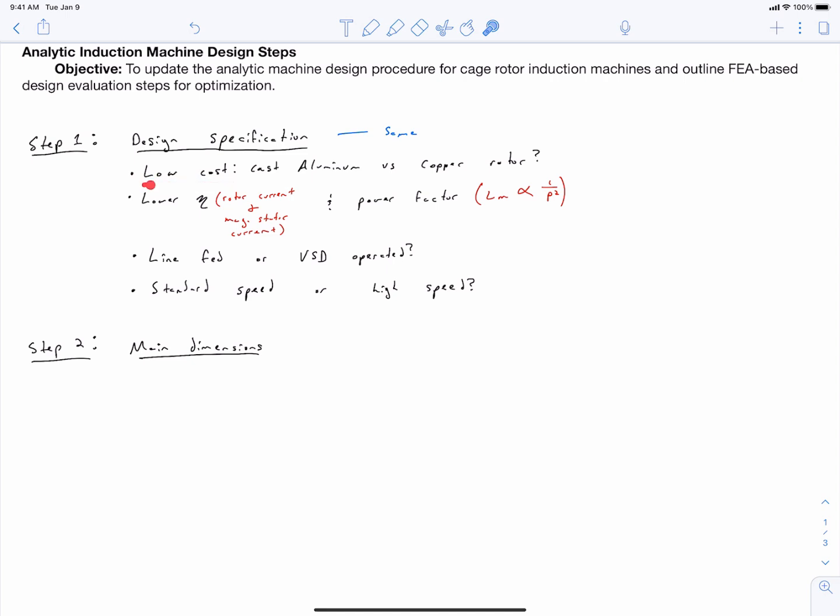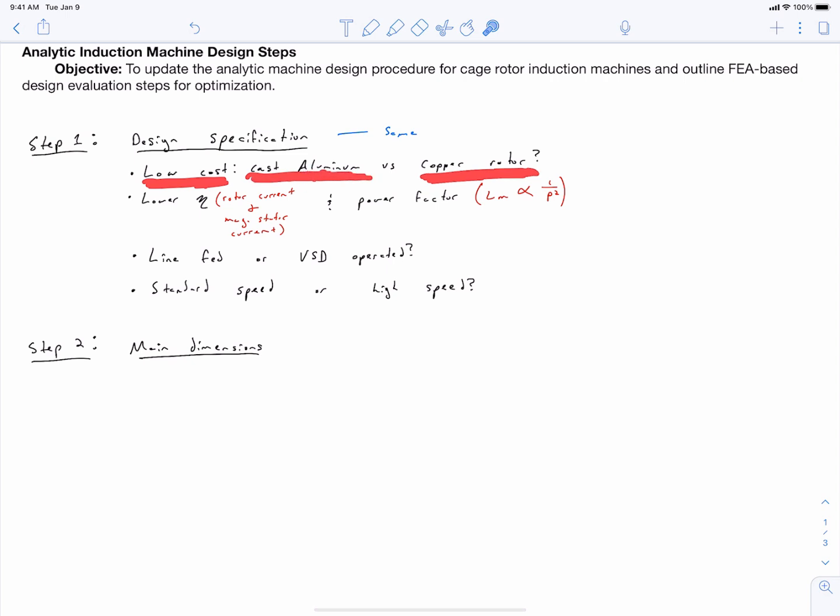The first is that the induction motor is inherently a lower cost machine. It does not have any permanent magnets on its rotor. It doesn't require any brushes or slip rings like a wound field synchronous machine does. So this machine is only made up of laminated steel and either copper or aluminum. So an important design specification is to think about whether you want to use a cast aluminum rotor or a copper rotor. Copper rotors are more expensive, but they're going to be a bit higher efficiency because the conductivity of copper is better. Cast aluminum rotors are low cost.